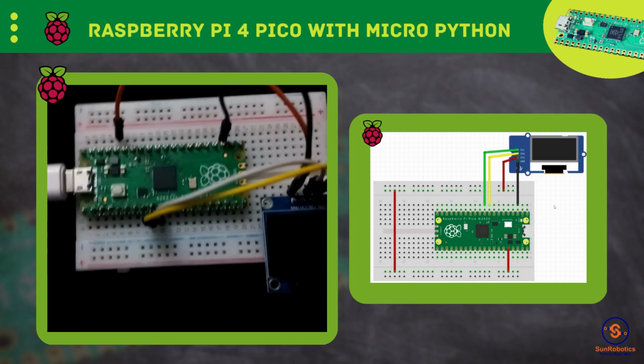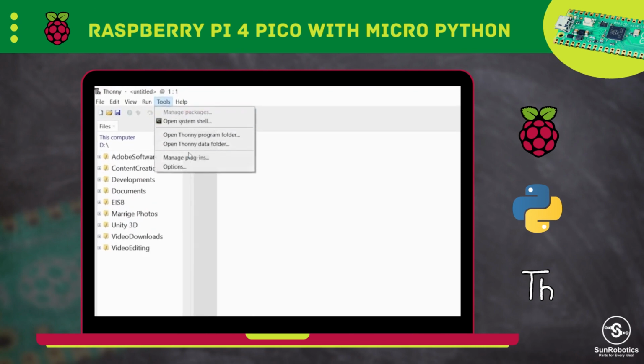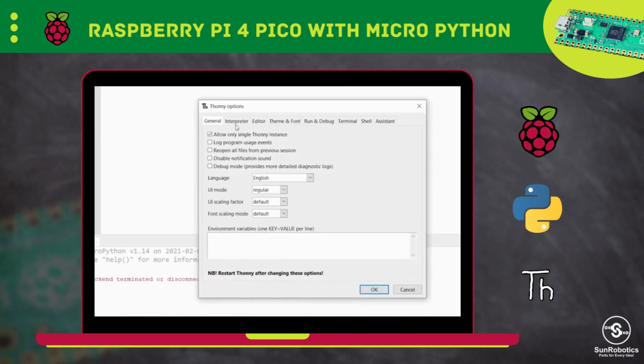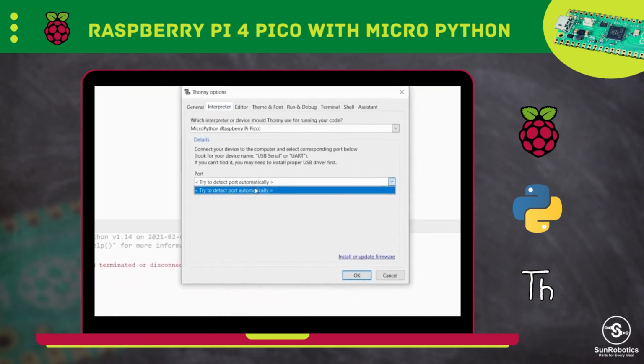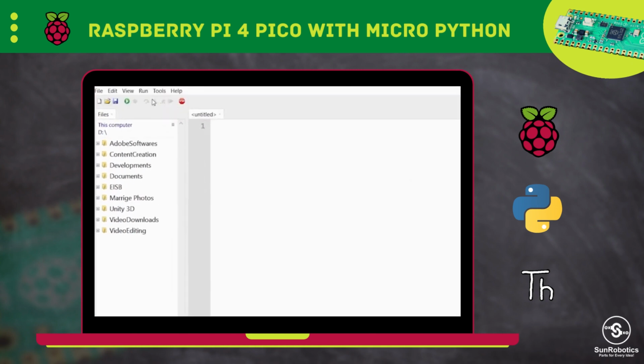Let's look into the program right now. Open Thonny IDE and make sure that you have connected to the Raspberry Pi Pico. I forgot to connect the Raspberry Pi Pico while making the circuit. Make sure that you have disconnected the circuit. Now I just connected to the Raspberry Pi Pico. No MicroPython is loaded.